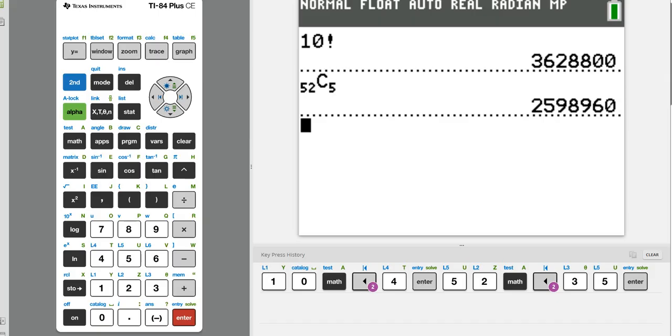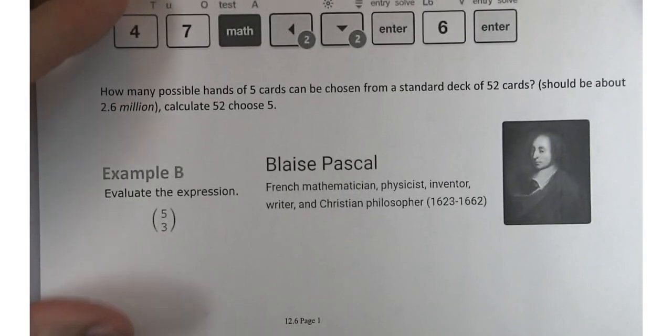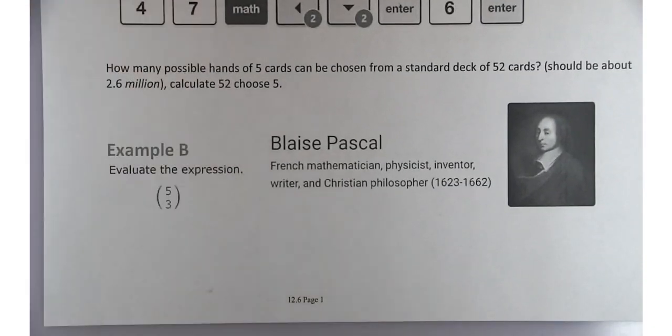Let me write that down. 2598960. So are you able to get that number off your calculator? All right. So that's kind of an important thing here. One of the easy questions that I could ask would be something like this: calculate 5 choose 3. So why don't you give that one a try in your calculator, see what you can come up with.